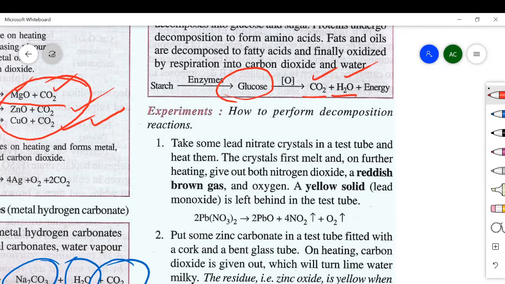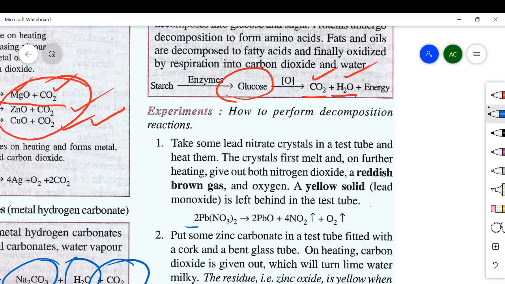How do you perform a decomposition reaction? How were we performing a combination reaction? We were providing them, the heat was coming out from it. Here what has happened, we are providing heat to it. Now let's take some experiments here.